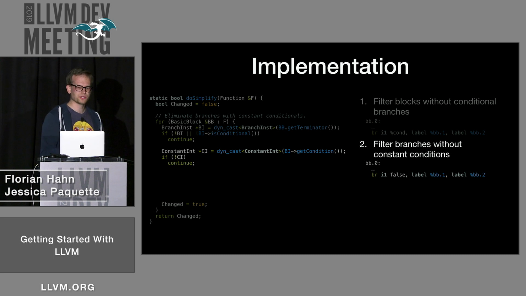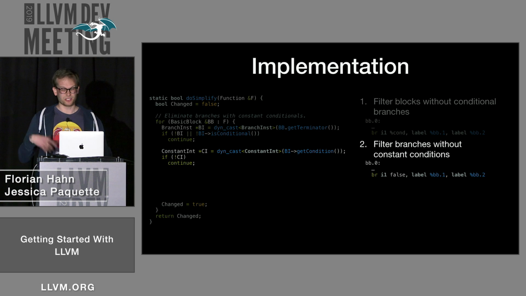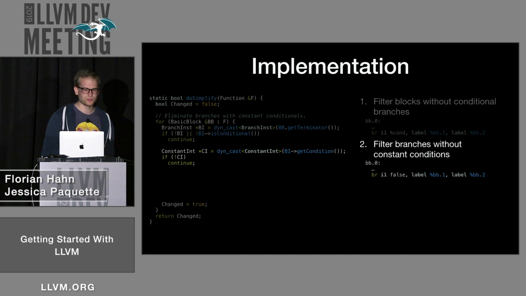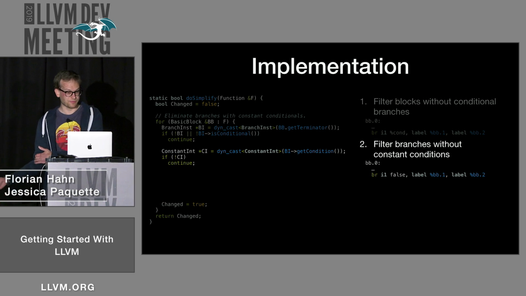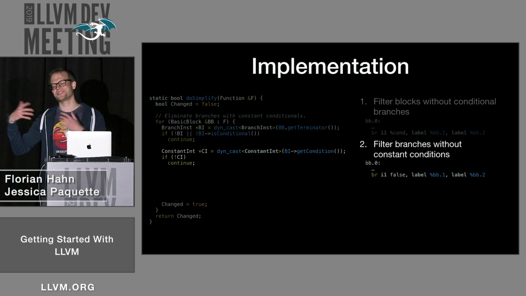Next, we also want to filter out branches without any constant conditions, because we cannot replace them with unconditional branches. So we just take a look at the condition of the branch. If it's a constant integer, we continue. If it's not a constant integer, then we just skip this block.